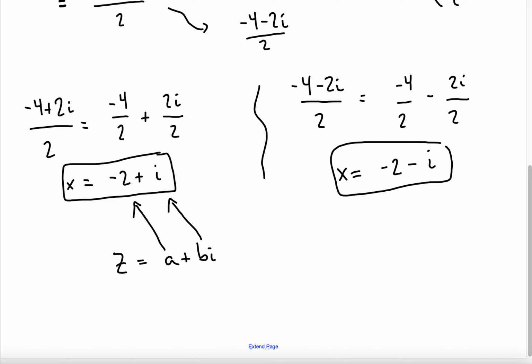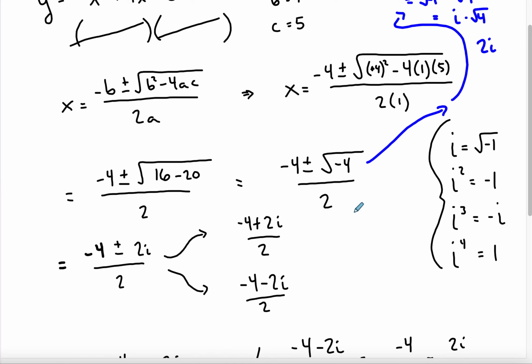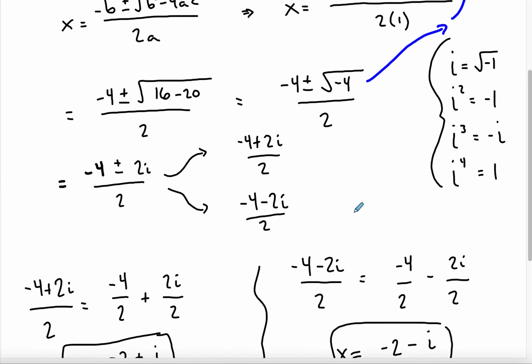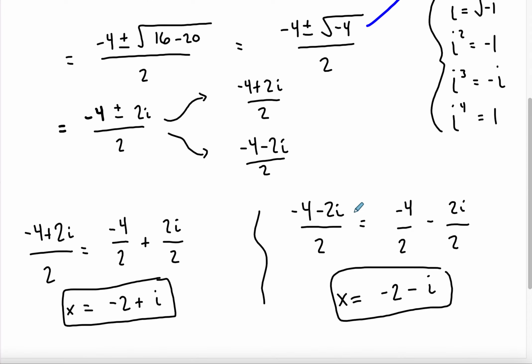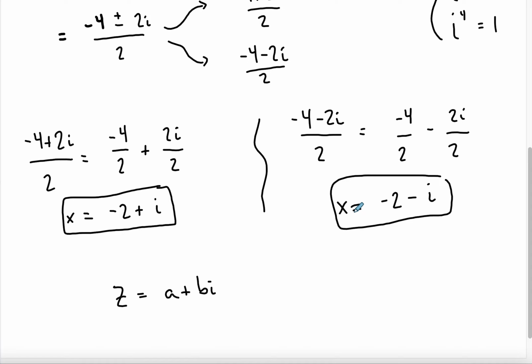And so there we go. We start with something that we do not know how to factor. Fortunately, we have the quadratic formula. We run into an issue when we're being asked to take the square root of a negative number, but we introduce this imaginary number i, which allows us to move forward. Finally, we get two solutions: x equals -2 plus i, or x equals -2 minus i.